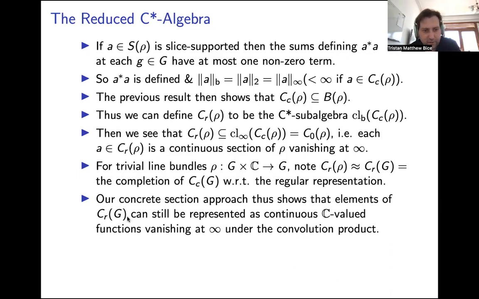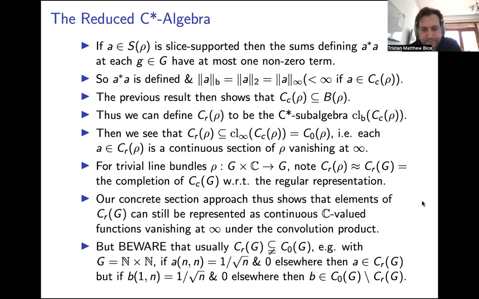Certainly for me, I feel a lot happier knowing that the elements in my reduced C star algebra here really are concrete functions now. There's always, even in the literature these days, a lot of dancing around the fact that elements in the completion aren't obviously represented as actual continuous functions. But this shows that there really doesn't need to be such a big debate.